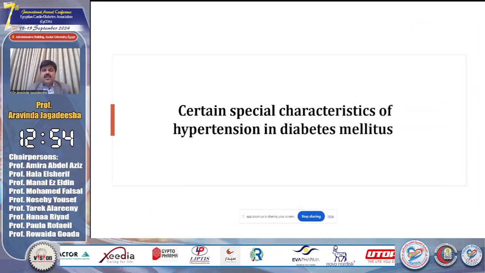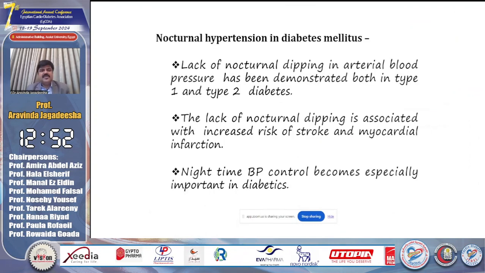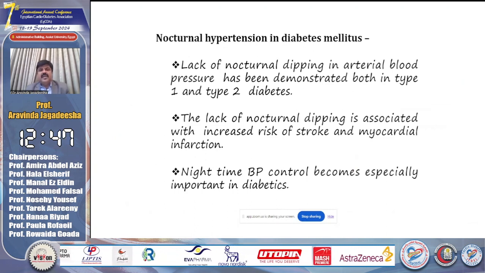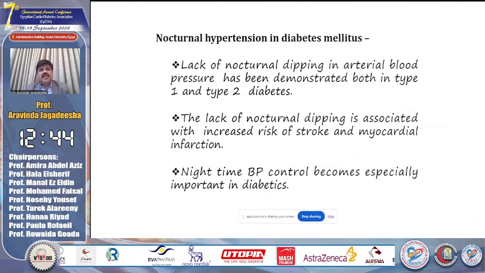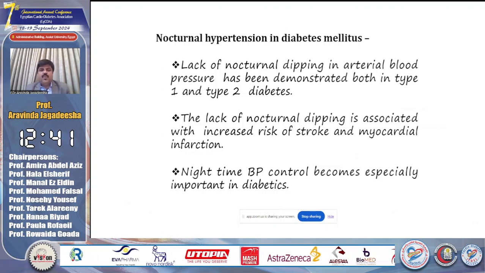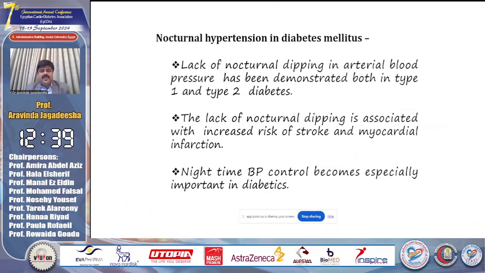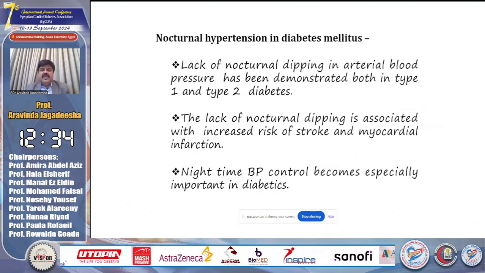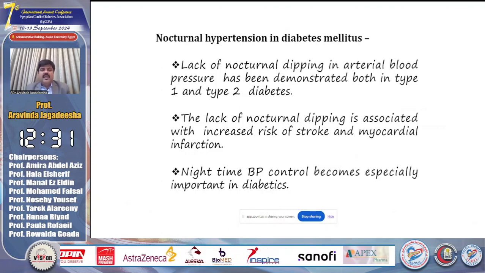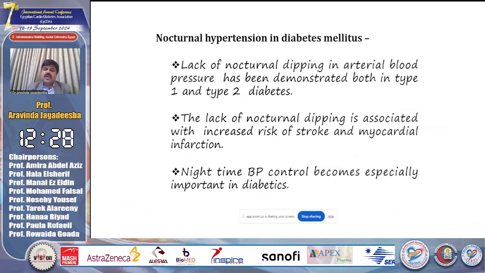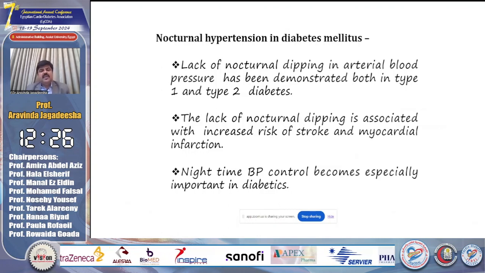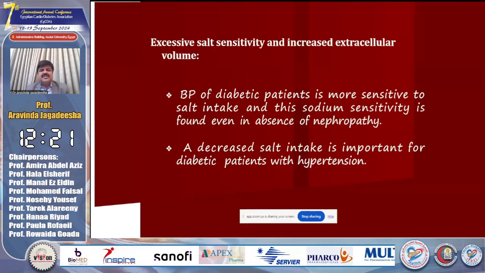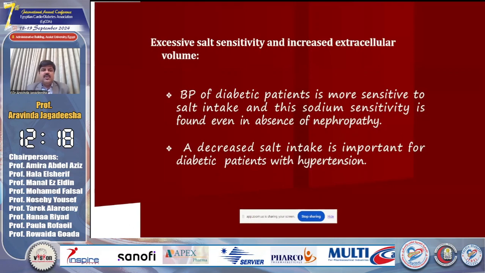Certain special characteristics of hypertension in diabetes mellitus, you can see in this slide: nocturnal hypertension in diabetes mellitus. The lack of nocturnal dipping in arterial blood pressure has been demonstrated in both type 1 and type 2 diabetes. The lack of nocturnal dipping is associated with increased risk of stroke and myocardial infarction. The nighttime blood pressure control becomes especially important in diabetics. The excessive salt sensitivity and increased extracellular volume.